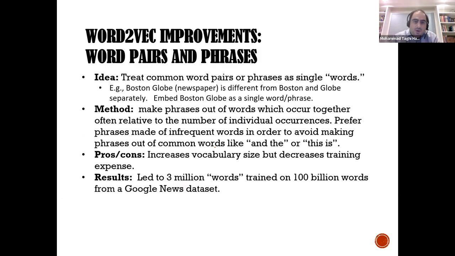Here, there are some Word2Vec improvements, which I'm just mentioning briefly. One thing is that common words or pairs sometimes work better together. For example, the Boston Globe is different from Boston and Globe. So you may consider 2-grams to get a better embedding. The issue is that the size of the dictionary becomes larger and so does the training, but it can get more precise. For phrases like Boston Globe, use a new gram. So Boston is one word, Globe is one word, and Boston Globe is one word, like San Francisco is just one word. If you do all of them, you get a better result.